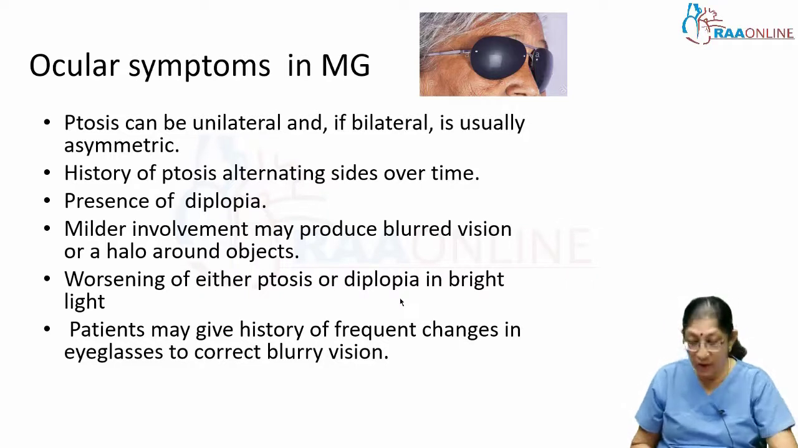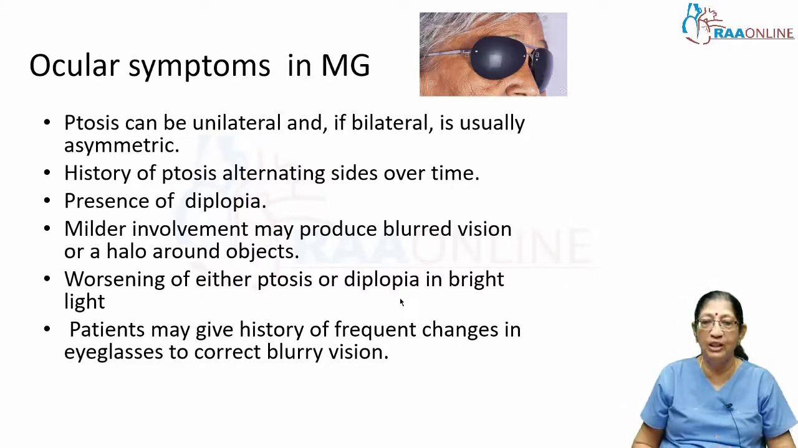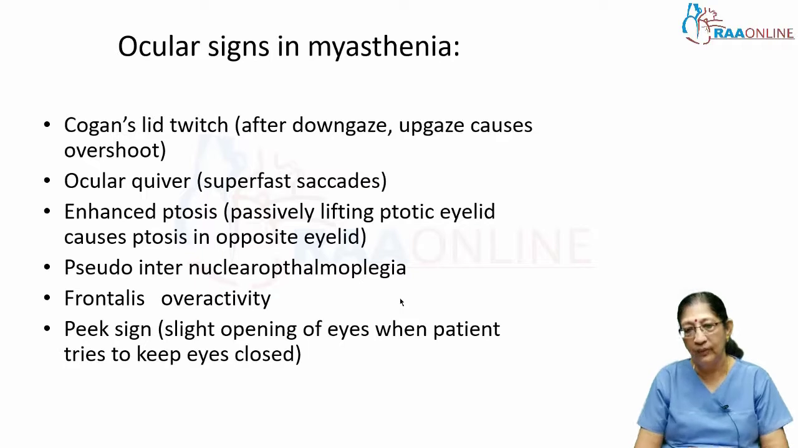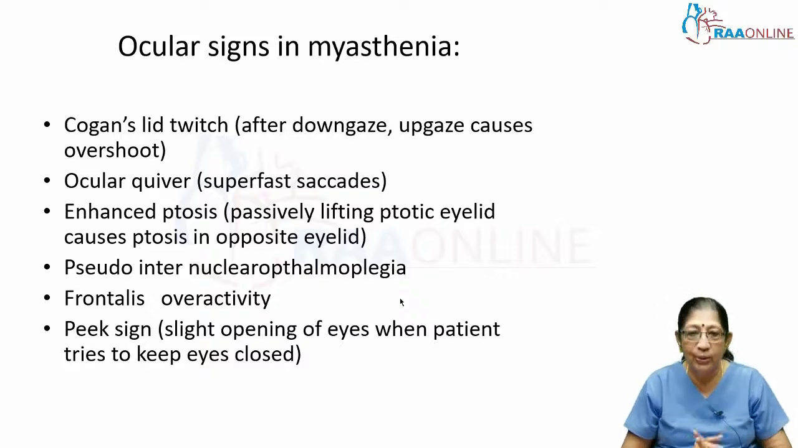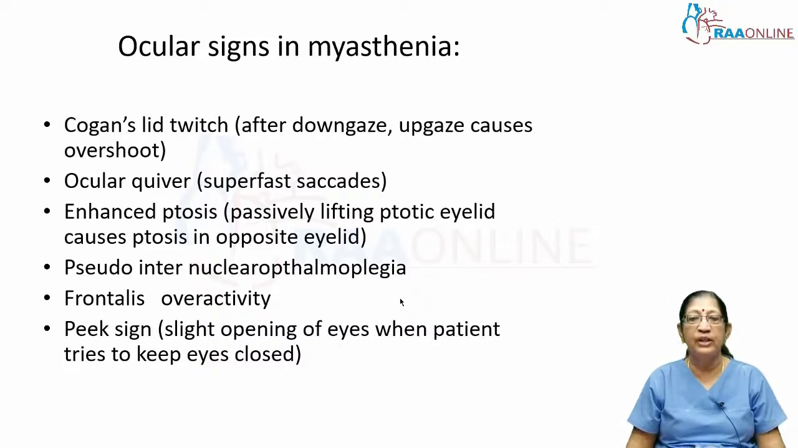Patients can give a history of frequent change in glasses because of this blurry vision, which they are not able to identify as because of the eye movement disorder. So I have shown you the ocular symptoms, these are the ocular signs. Cogan's lid twitch: you ask a patient to look down and afterwards you ask them to look up, there is an overshoot of the lid, sometimes with a twitch, that is known as Cogan's lid twitch.